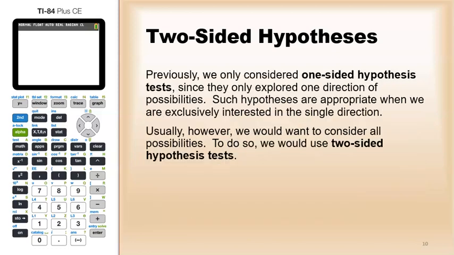So, previously, just for the sake of simplicity, we only considered one-sided hypothesis tests, since they explored one direction of the possibilities. Such hypotheses are appropriate when we are exclusively interested in a single direction. Usually, however, we would like to consider all the possibilities. So to do this, we would use a two-sided hypothesis test.